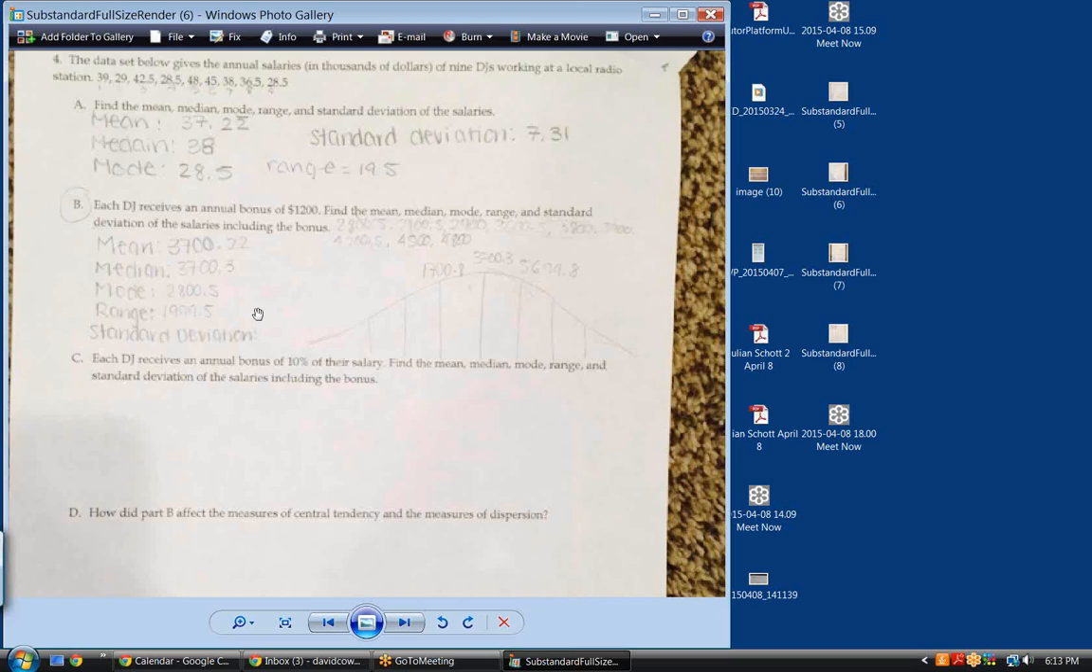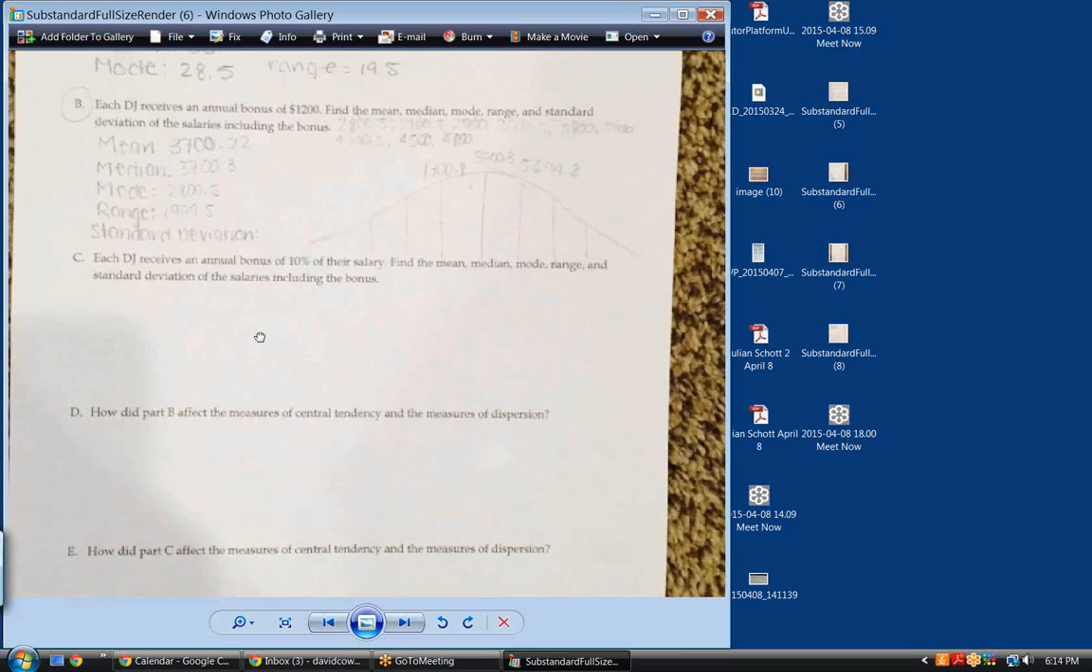And I suspect it's not going to change the standard deviation. Because all it's going to do is take this normal distribution curve and raise it up by 1,200. Every spot on this thing is going to be 1,200 higher, so it should be the same standard deviation, I would think. It might change the standard deviation. I don't know. You'll have to tell me after you do it.